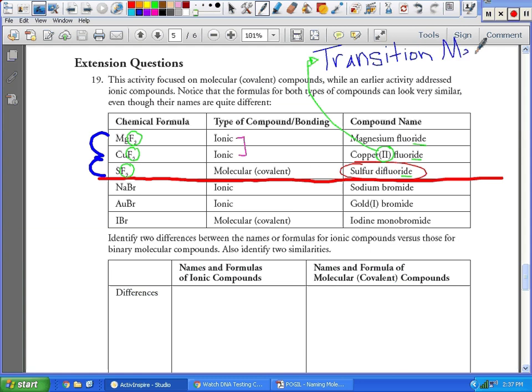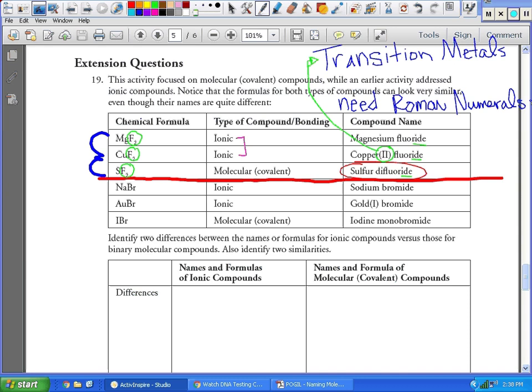Transition metals need Roman numerals. Okay, transition metals need Roman numerals. Lauren, are you writing this down? If you're not, you should be.